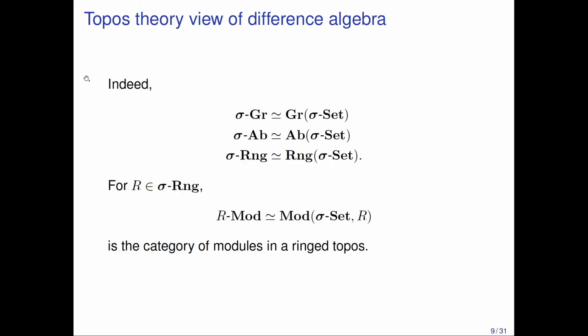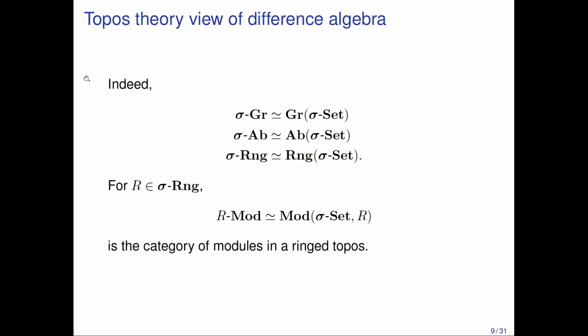Now, indeed, difference groups are just group objects in this category. Okay? So a group object is just an object G together with the morphism G cross G to G, which is multiplication, and so on. But if this G is already a difference set, that means that the multiplication commutes with difference operators. So difference groups are simply speaking groups in the universe of sigma sets. Similarly, difference rings are just ring objects in the category of sigma sets.